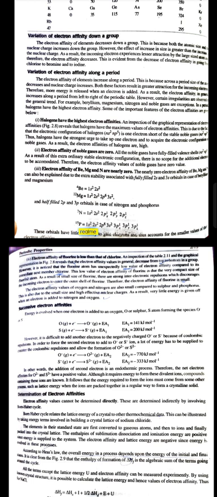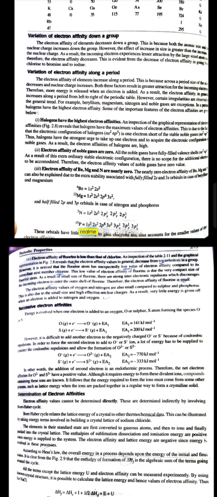The electron affinity values of oxygen and nitrogen are also small compared to sulfur and phosphorus. This is also due to small size and high effective nuclear charge. As a result, very little energy is given off when an electron is added to oxygen.